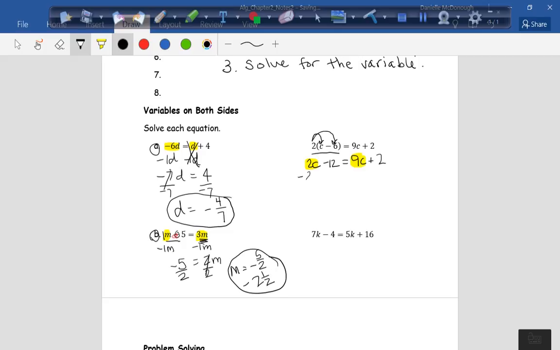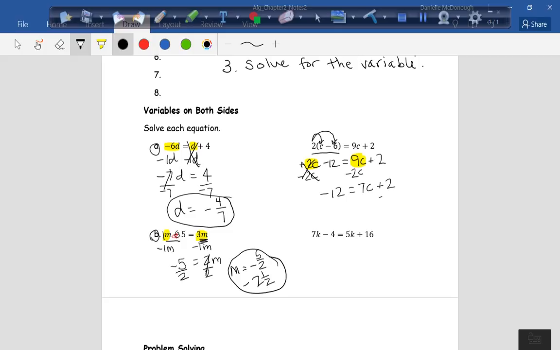So what I'm going to do is subtract this 2c, because remember this is a positive 2c here, so to get rid of it I need to subtract it. I'm going to subtract that from the 9c because remember we can only combine like terms. This crosses out, so now I have negative 12 is equal to 7c plus 2. And so now I have here a two-step equation.